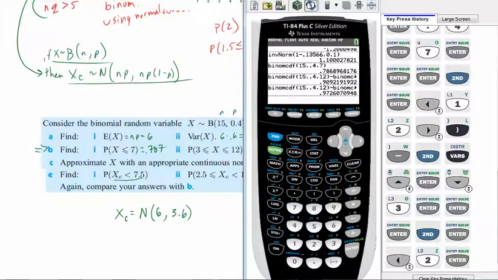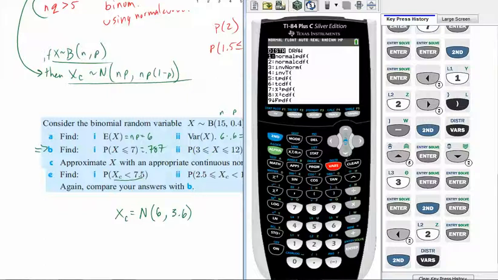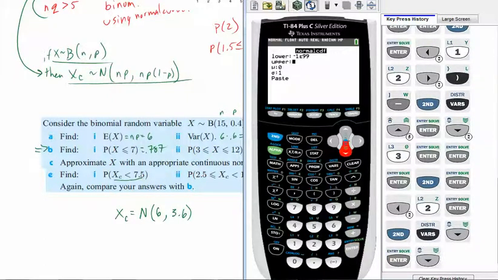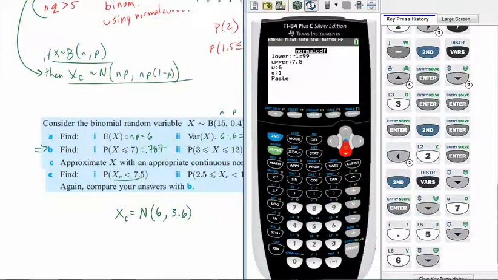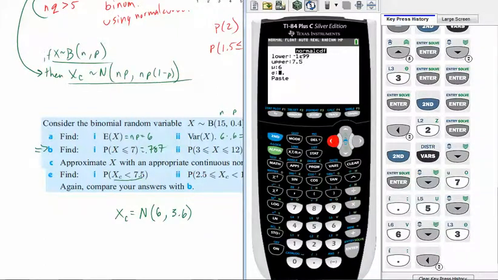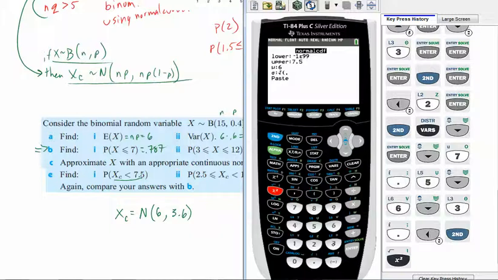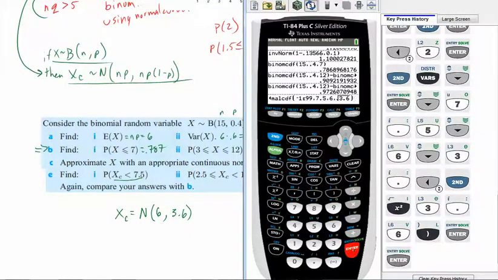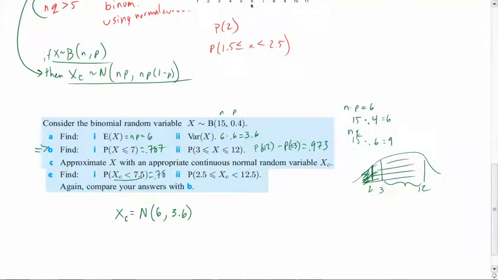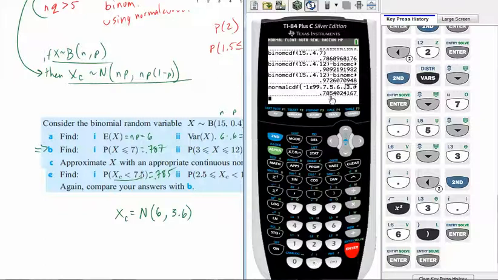And so we'll do now the inverse, the norm CDF, and we'll go everywhere from negative 1e99 all the way up to 7.5. Our mean being 6, and our standard deviation, standard deviation is the square root of 3.6. Remember, 3.6 is our variance. And so I push enter, and what do I get? Holy smokes, I get 0.785, which is pretty dang close to the 0.787 that I came up with up there.